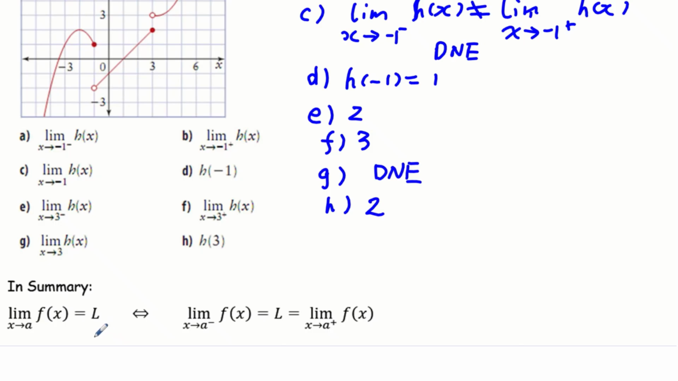And if not, we are going to learn in the future how to manipulate the expression to get rid of the denominator equals 0. If you can get rid of the denominator equals 0, the expression is valid when you substitute x equals a, then you don't have to do the left side and right side. You can just use direct substitution to find the limit of the function.